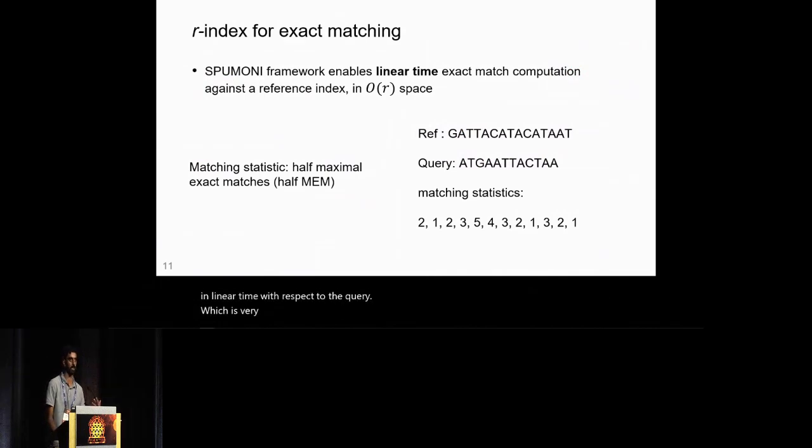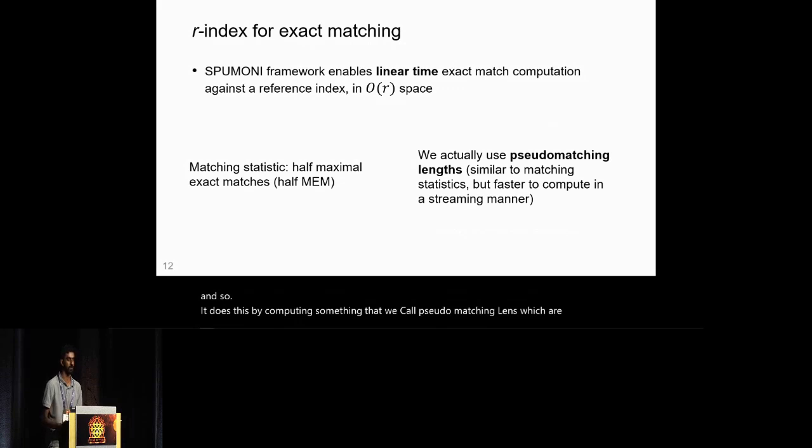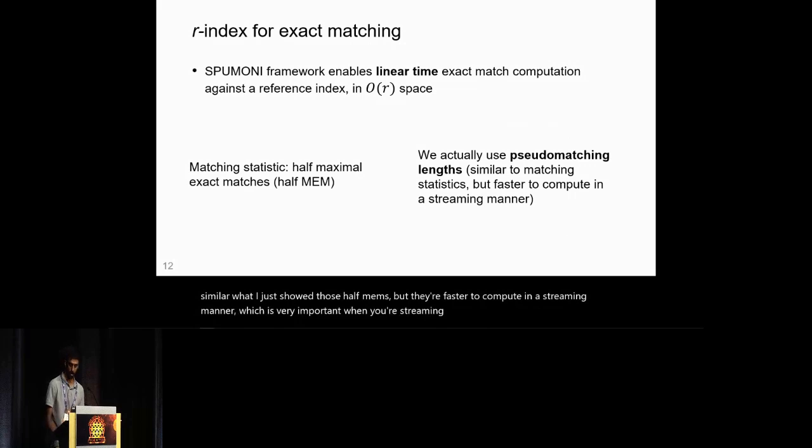And Sigmoni showed that we can do this in base-called nanopore reads. It does this by computing something that we call pseudo-matching lengths, which are very similar to those half-MEMs I just showed, but they're faster to compute in a streaming manner, which is very important when you're streaming in reads in real time.